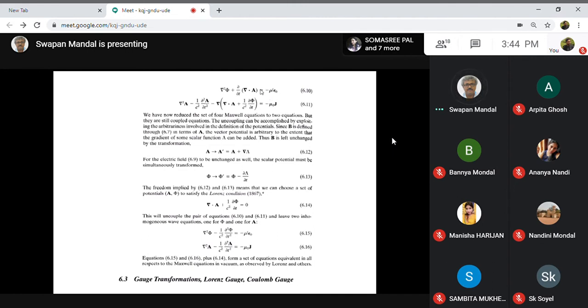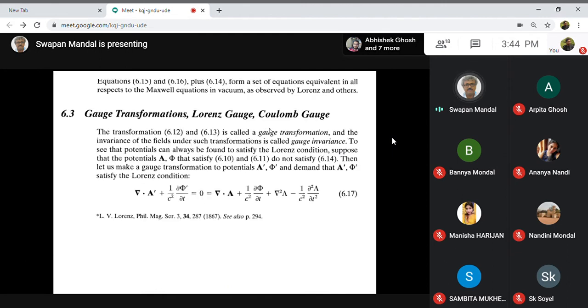Is it clear? So if I want to use the Coulomb gauge condition, what is the Coulomb gauge condition? The Coulomb gauge condition gives us divergence of A equal to 0. That is divergence of A equal to 0. So let me go here.